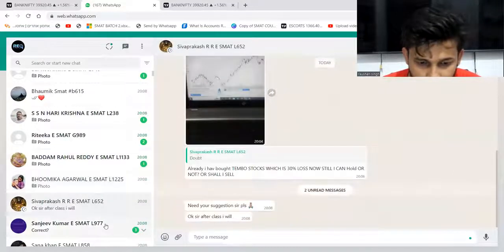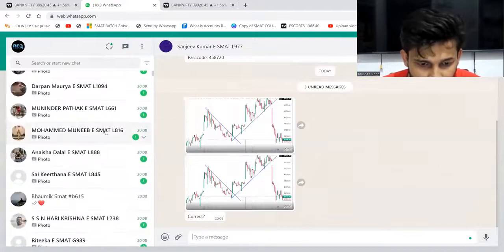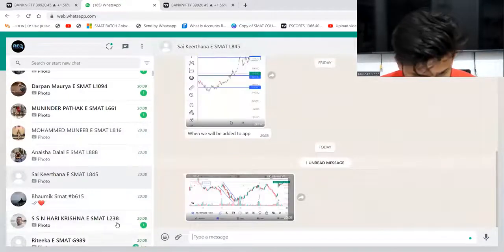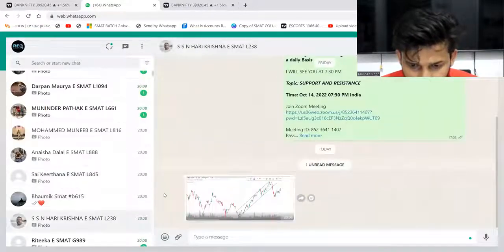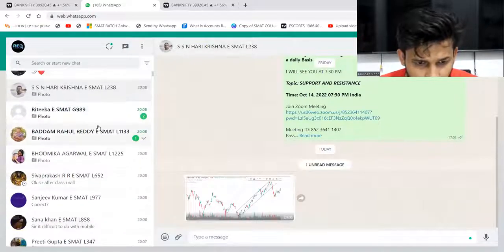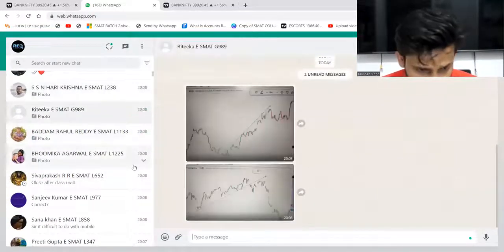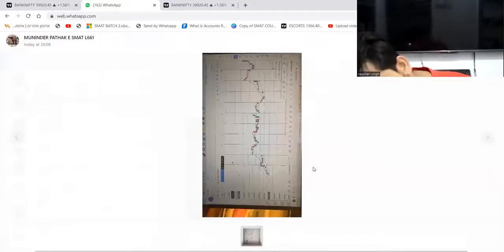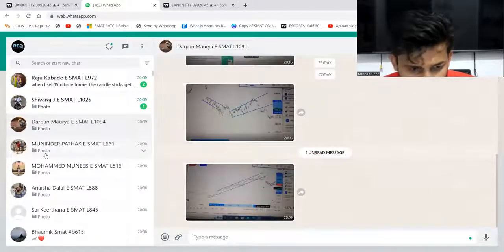Bhumika, correct. Correct. Sanjeev. Mohammed, correct. Anisha, correct. Sai, try to touch the candles highs or low. Hare Krishna, correct. Correct. Rahul, correct. Ritika, Pathak. I cannot see your trend lines. Really, you need to take a proper screenshot.